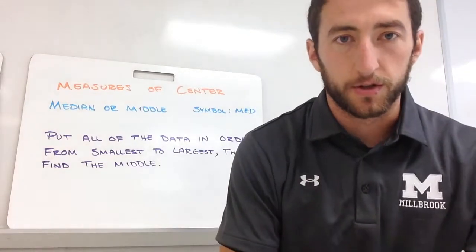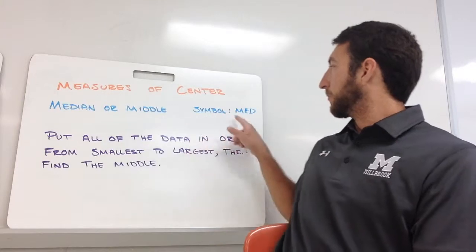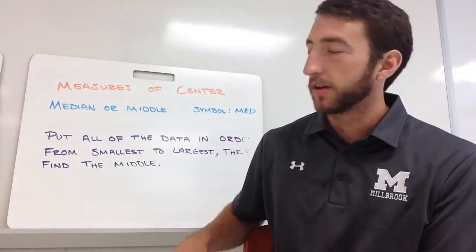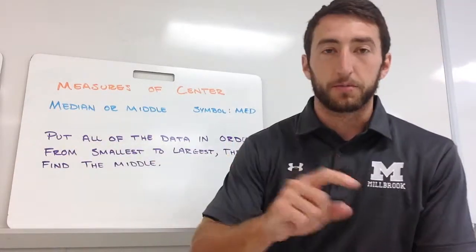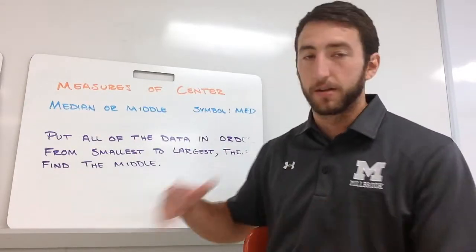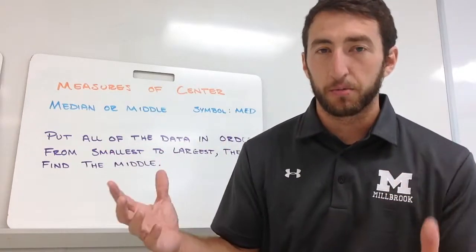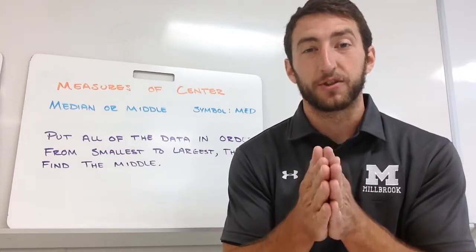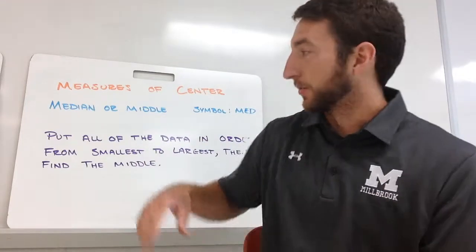The next measure of center we're going to talk about is called the median. So the median, or the middle, we're just going to label that symbol as MED. That's what it labels it in your calculator. So that's what we're going to use. So what you need to do is first put all the data in order from smallest to largest. And then after you do that, you're going to find the middle number. So if it's an even number of data points, your middle number is going to be in between two numbers, and then what you'll do is you'll average those two numbers. Whereas if it's odd, you just pick the number that's right in the middle, and that gets to be your median.